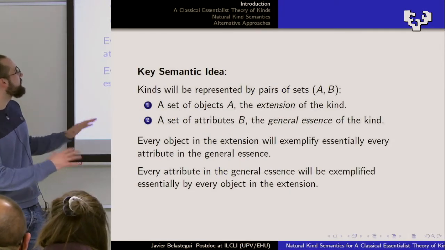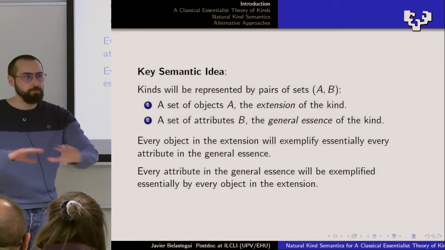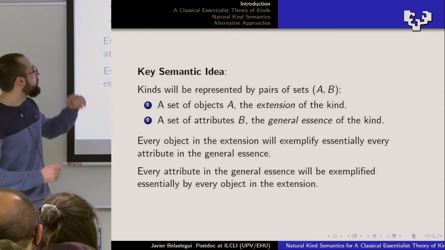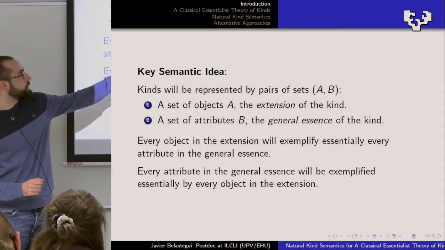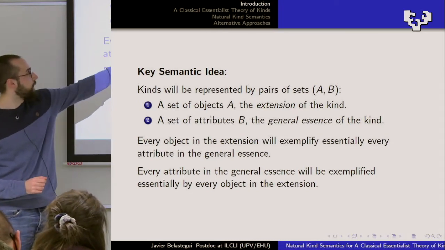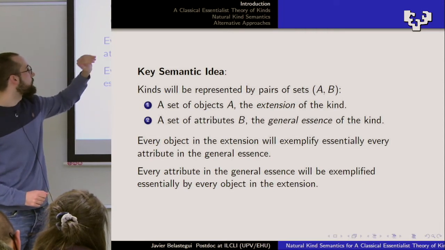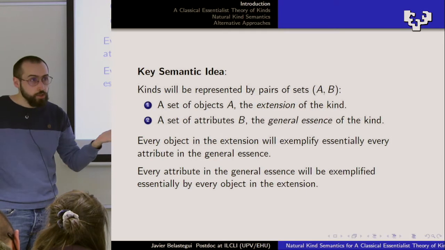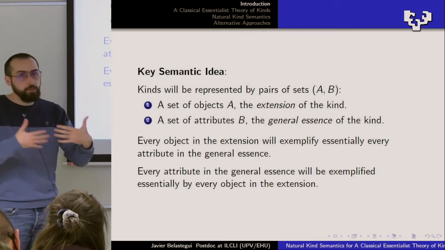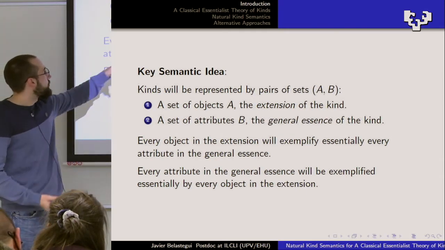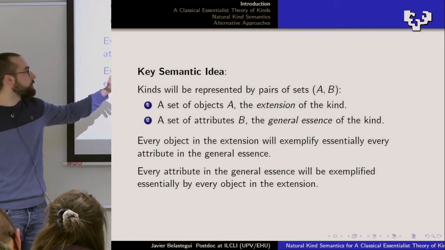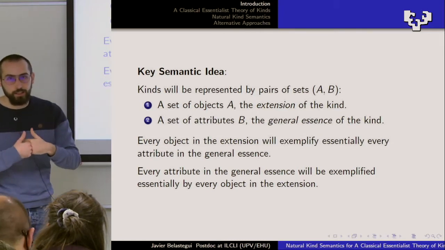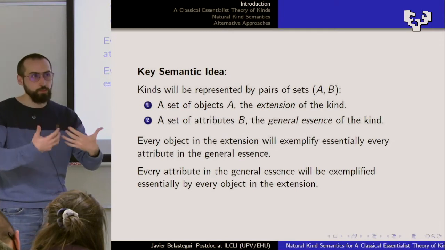So here's the key semantic idea. If you get this, you are pretty fine with the rest of the talk. I will represent kinds by pairs of sets, pairs A, B. Set A contains some objects. This is what we usually call the extension of the kind, which things belong to the kind. And set B is a set of attributes, which basically represents the essence of the kind. It's a set of properties common to the members of the kind.